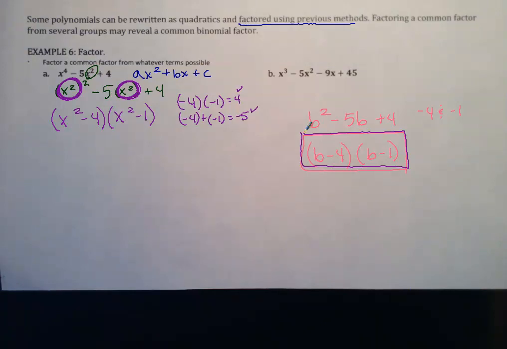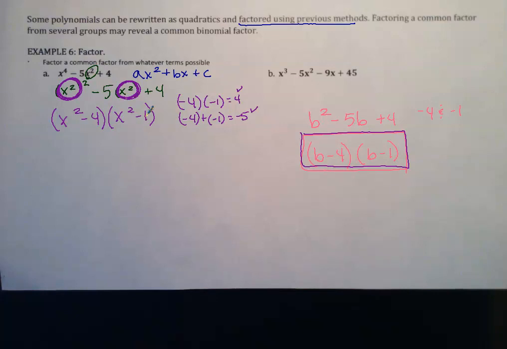Well, that is an idea, but we can't pull an x out of both of them because there's not an x term with the 4 or the 1. Okay, so when we have just two terms and one of them is squared, we need to think about, is this a difference of squares problem? Difference of squares means subtraction. And am I subtracting two squared numbers?